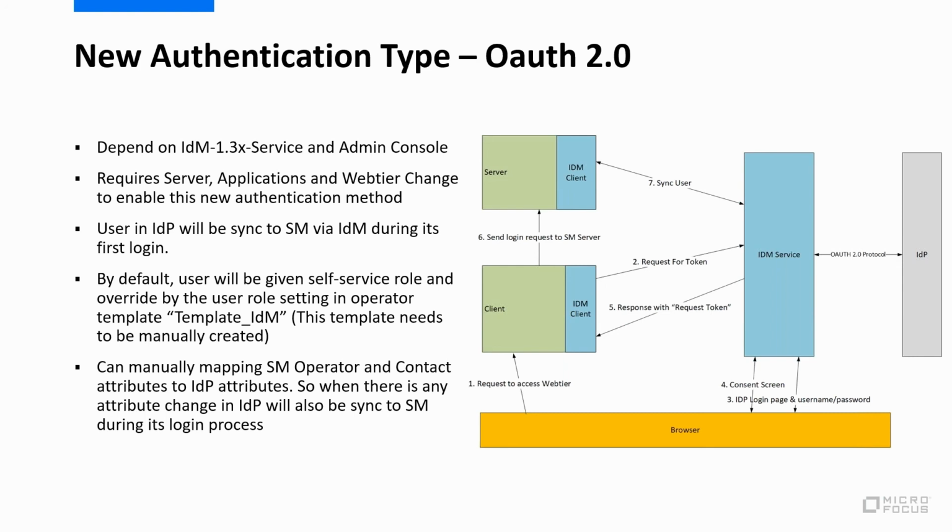This template needs to be manually created by the Service Manager admin, and then it can overwrite the default self-service role given out of the box. And the customer can also manually map the Service Manager operator contact attribute to the IDP attribute. In such a case, when there is any attribute change in the IDP, it will also be synced to the Service Manager during this login process. So this is another new authentication type supported in the new version of the Service Manager.